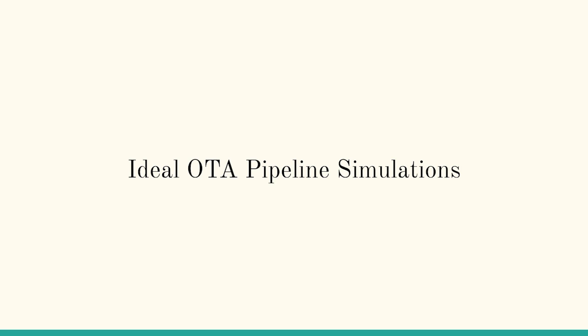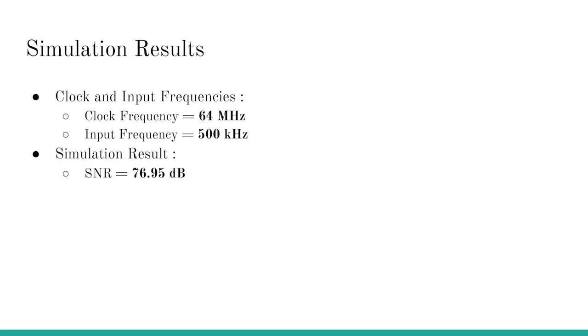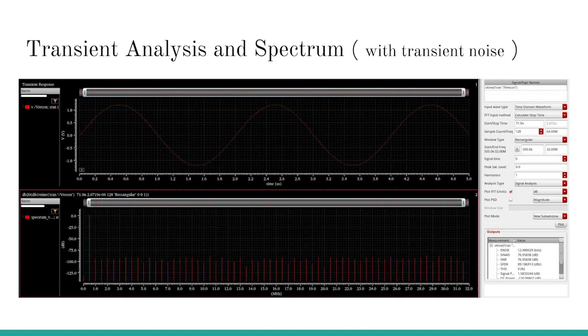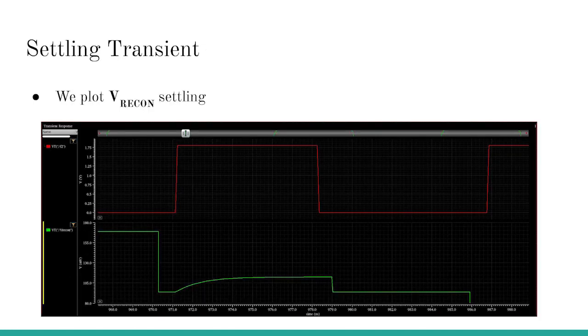Once we calculate the OTA parameters, we will simulate the ideal OTA in the pipeline. We use a clock frequency of 64 MHz and an input frequency which is 1 by 128 times the clock frequency, which is 500 kHz. And when we perform the simulations, we see that we get an SNR of 76.95 dB when we include the transient noise. On the screen, you can see the spectrum of the transient analysis without transient noise and with transient noise. We see that the SNR is within the required constraint. Also now, you can see the plot of the settling of V reconstructed.